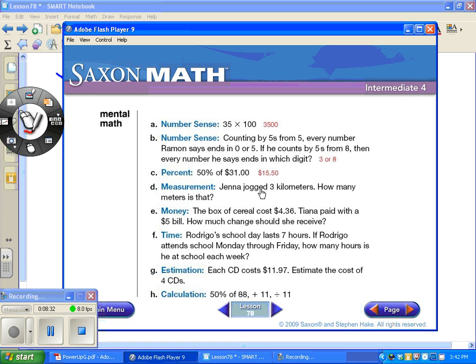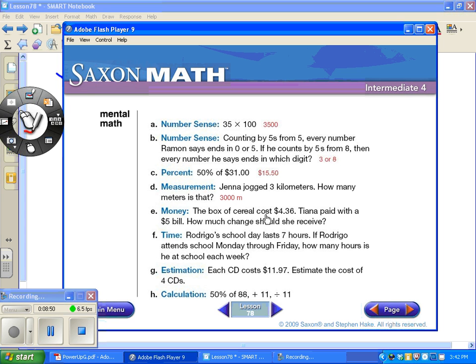Measurement. Jenna jogged 3 kilometers. Tomatoes, tomatoes, however you'd like to say that. How many meters is that? Well, remember that kilo means 1,000. So 3 kilometers would be 3,000 meters.